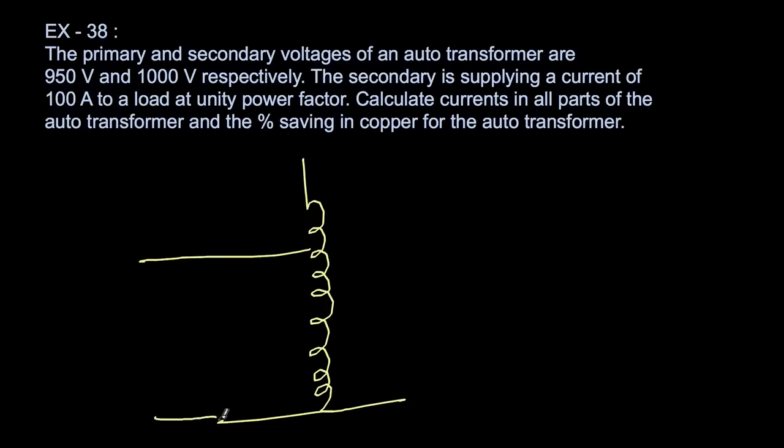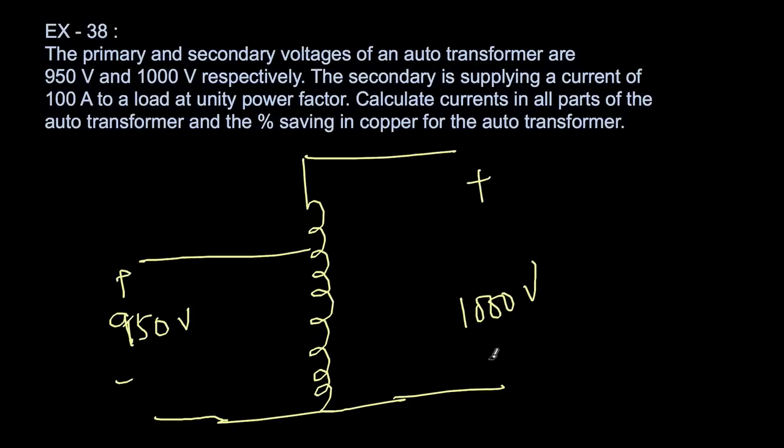This time this voltage is only 950 volts, and at the output I have 1000 volts, and this current is given to be 100 amperes. So what will be this current? Of course, because the voltage is less, the current will be more. So we can actually calculate that.